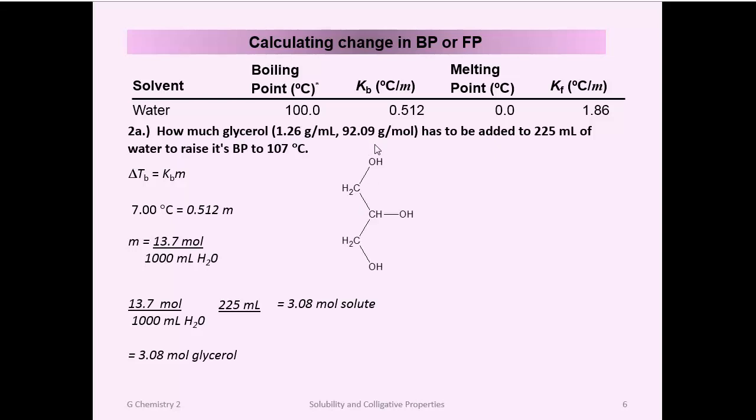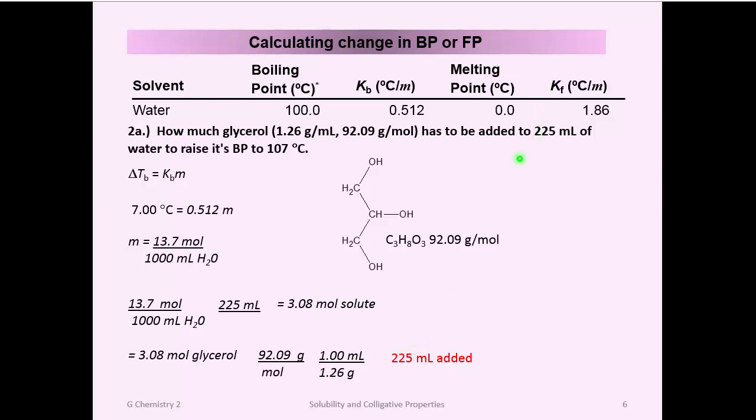Just to remind you where this came from, if you get C3H8O3 and you went on your periodic table at 12 grams per mole for carbon, 3 of those, and 1.008 grams per mole for hydrogen, 8 of those, and 16 grams per mole of oxygen times 3. That's where that number came from. Multiply by the molecular weight, that'll cancel out the moles. Now you divide by the density, that'll give you mils. So basically you have to add 225 mils in order to change it 7 degrees.